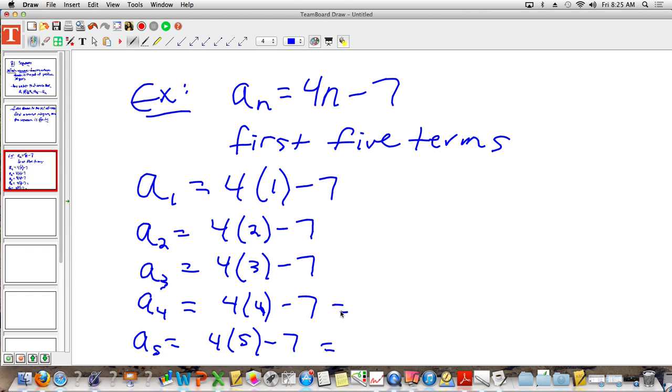Now, this one especially would be very easy to calculate just doing mental math. 4 times 1 is 4, minus 7, negative 3. 4 times 2 is 8, minus 7 is 1. 4 times 3 is 12, minus 7 is 5, etc. But you certainly can just go to y equals, type in your rule for x minus 7, make a table, and the table will give you whatever term number it is that you want. Okay?